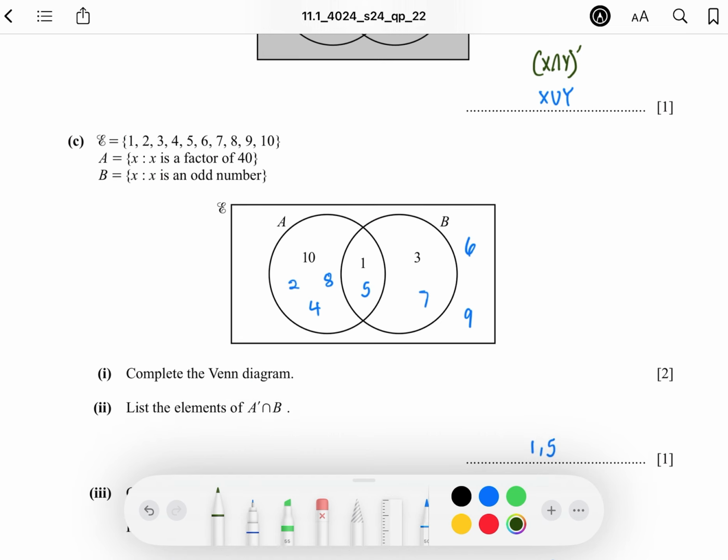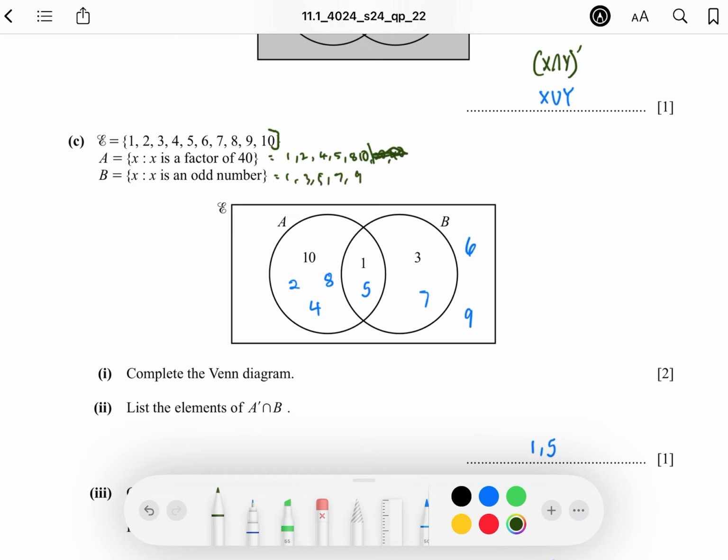Next one is filling out the Venn diagram. You have the given factors of 40, so you need to list down the factors of 40. So that's 1, 2, 4, 20, not 3, 4, 10, 5, 8. Because the universal set goes up to 10, this one is not included for this particular question. Odd numbers, so that's 1, 3, 5, 7, 9.